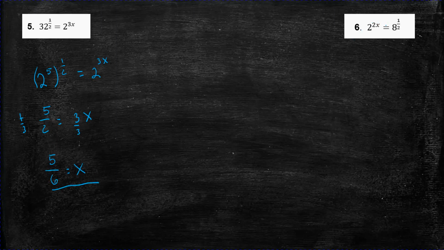On this side, it looks like my common base is going to be 2. So I still have 2 to the 2x equals 2 to the 3rd, and all of that is still to the 1/2 power. So 2x equals 3 over 2. I'm going to divide this by 2. And that gives me x equals 3 over 4.